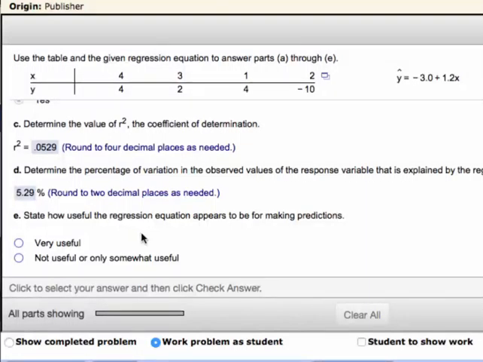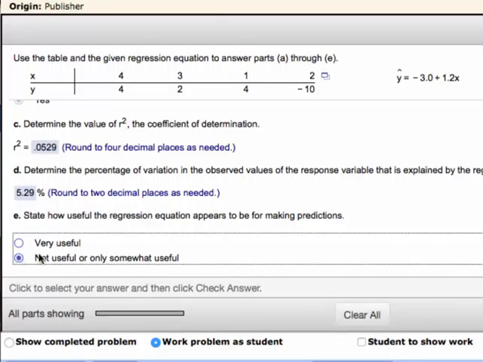State how useful the regression equation is for making predictions. Very useful, not very useful, or only somewhat useful. What do you think, Daisy? Very useful. 5.29% is our R squared. What does that mean? Lots of error or not lots of error? Lots of error between the observations and the predicted line. So therefore, the regression equation is useful or not for making predictions? Not useful.